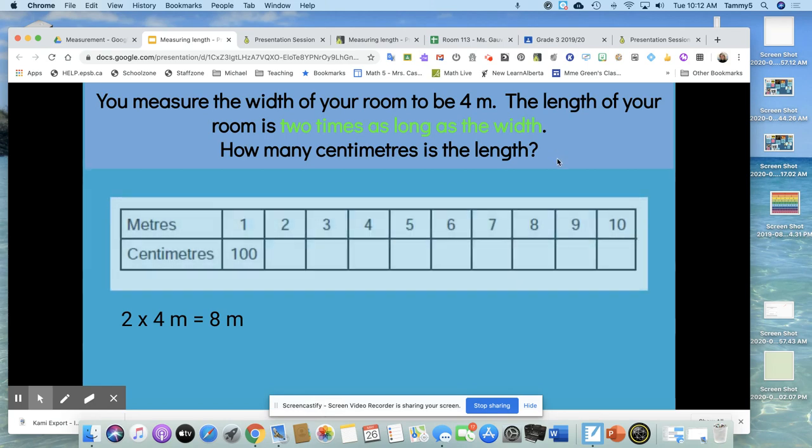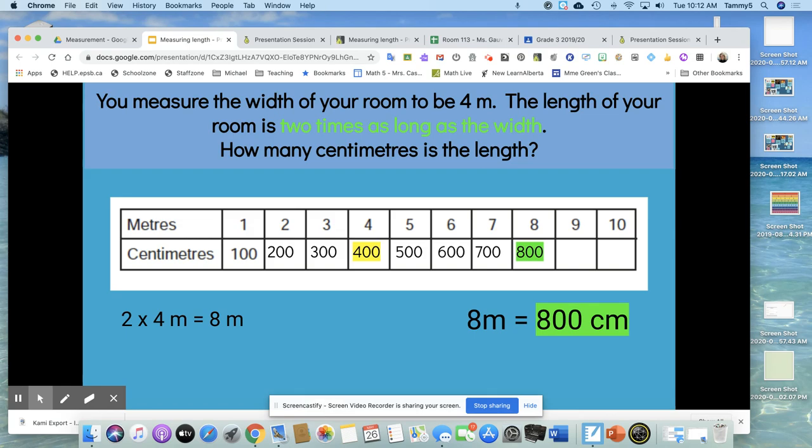length. Now you could go back to making a table to figure out how many centimeters this is, or if you automatically know, that's great too. So we can create this table and put the pattern in. So 2 meters is 200 centimeters, 300 centimeters, 4 meters is 400, 5 meters is 500, 6 meters is 600 centimeters, 7 meters is 700 centimeters, and of course 8 meters would be 800 centimeters. So the length of the kitchen is 800 centimeters.